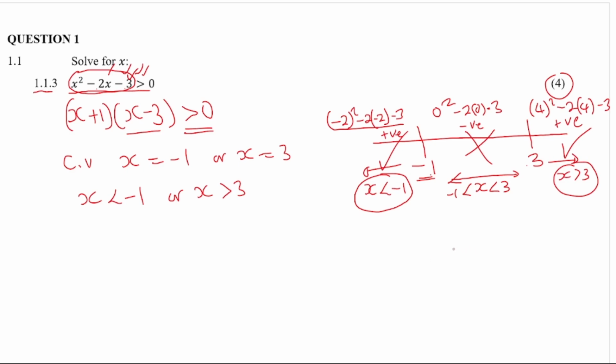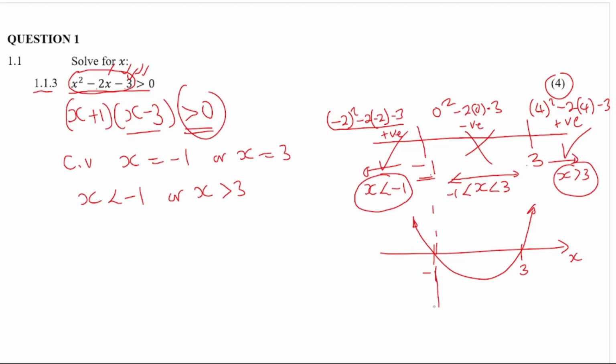Right? And then the other thing you can do, you can use the parabola, which is like this. These are your critical values, negative 1 and 3 there, right? And then you check, we're saying greater than 0. Where is the graph above the x-axis? This is the x-axis. So where is the graph above the x-axis? It's this part and this part. So that's where the graph is above the x-axis. This part is when x is less than negative 1 or when x is greater than 3. Okay, so we're getting the solution there.